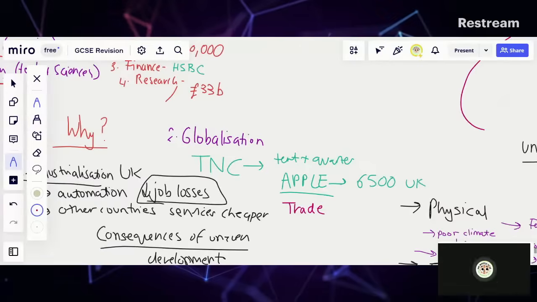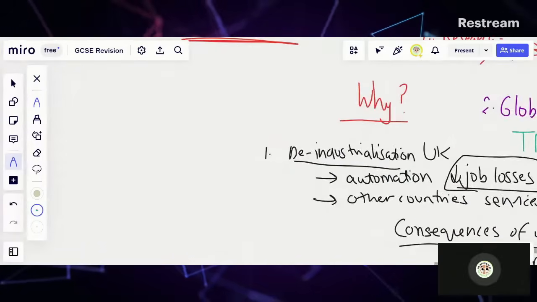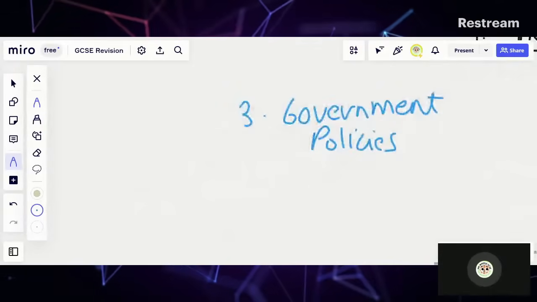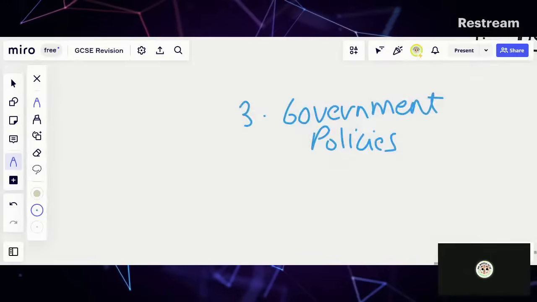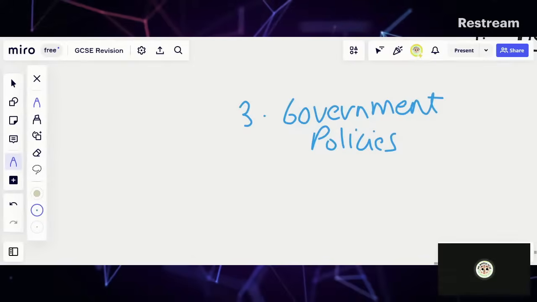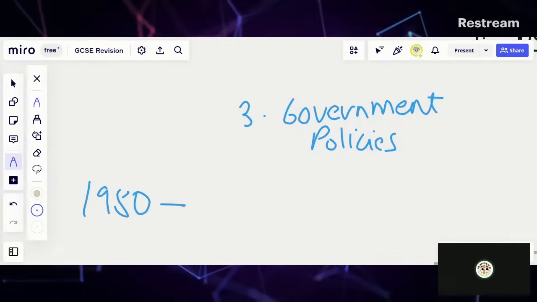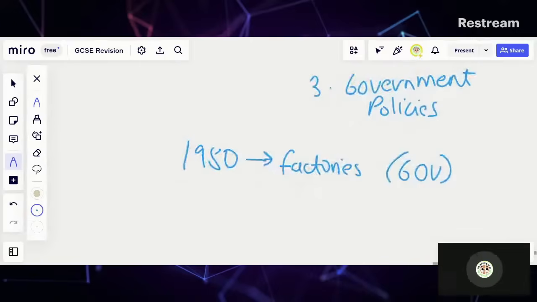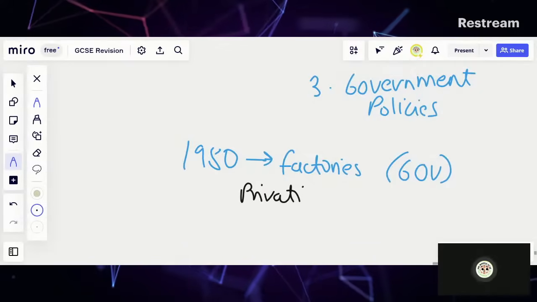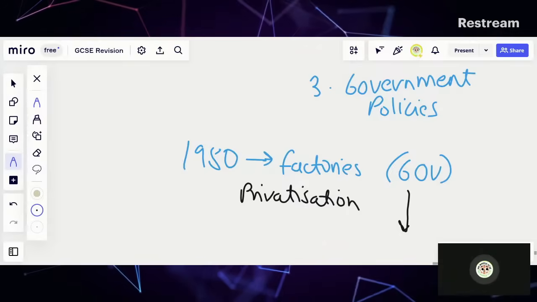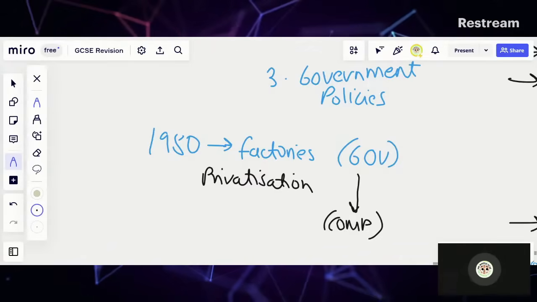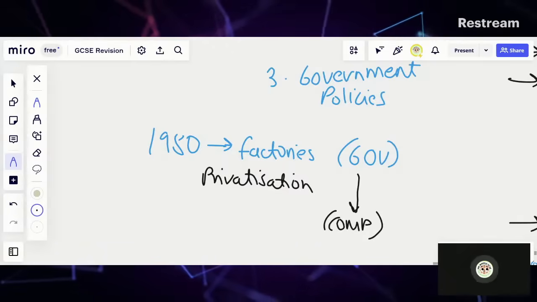Now, the third reason for the change in the economy is government policies. What that means is that the government made certain decisions that gave businesses certain advantages. For example, in the 1980s, there were loads of key manufacturing industries, and they had actually been owned by the government. But what happened was a process called privatization, which meant that the government sold all of these factories to different companies. The government cares more about the people of the UK, but companies only care about one thing: economic profit. And if they're not making profit in the UK, they will move their factories whether they like it or not.